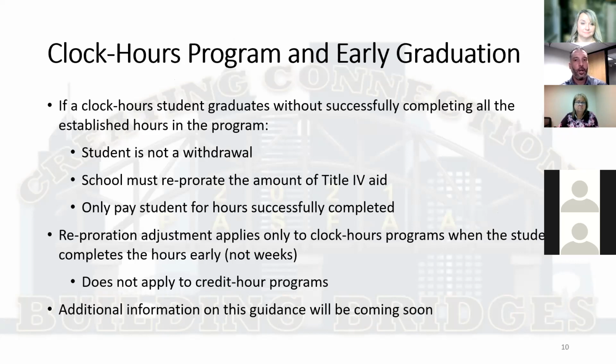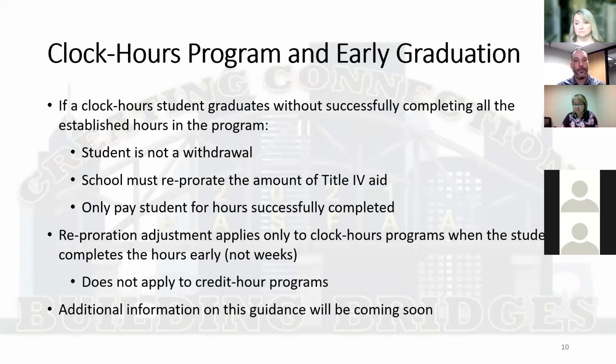For instance, clock hours that early graduate. If a clock hour student graduates without successfully completing all the established hours in that program, the student is not considered a withdrawal. The school must re-prorate the amount of Title IV aid. Only pay the students for the hours that they successfully completed.